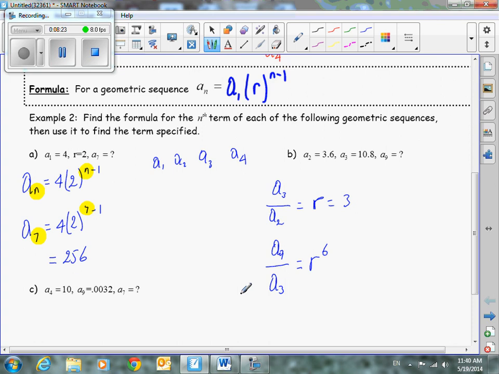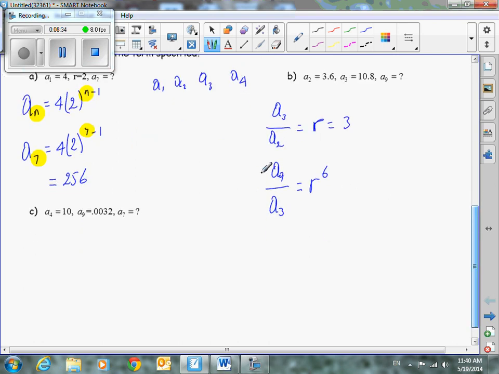So if I say A4 over A1, I get R to the power of 3, because it was 4 minus 1. If I say A9 over A3, I get R to the power of 9 minus 3, which is 6. From here, I can go ahead and plug in the values. I know what A9 is? No. I know what A3 is, and I know what R is. So I will say A9 over A3, here 10.8, is equal to 3 to the power of 6. And then I cross multiply.